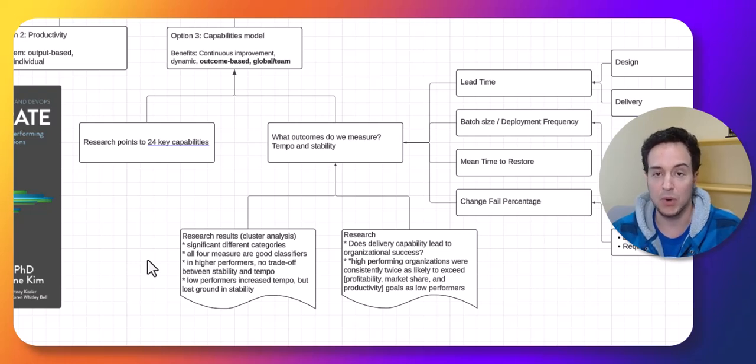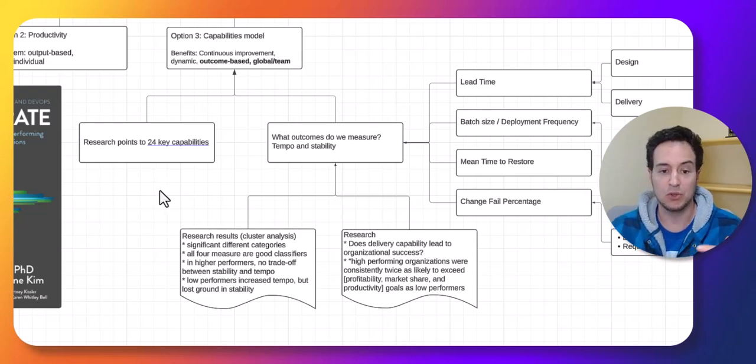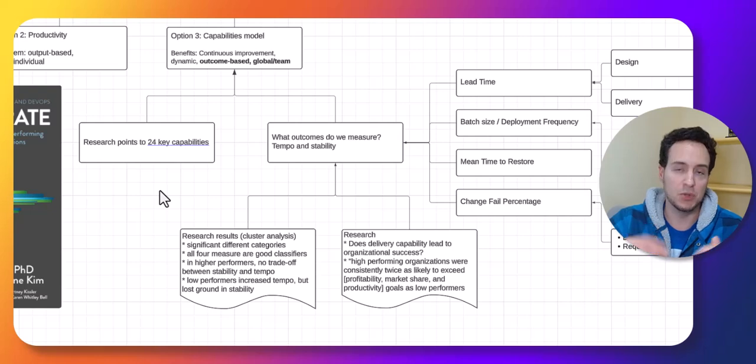You could imagine a scenario where a business delivers quickly, and that causes quality to suffer. In the high-performing group, that wasn't the case. You could have your cake and eat it too. But low performers that tried to artificially increase tempo did see a step back in stability. They seemed to lose ground there. The theory was that they tried to increase tempo without having the necessary capabilities, like test automation, to be able to do it in the right way.